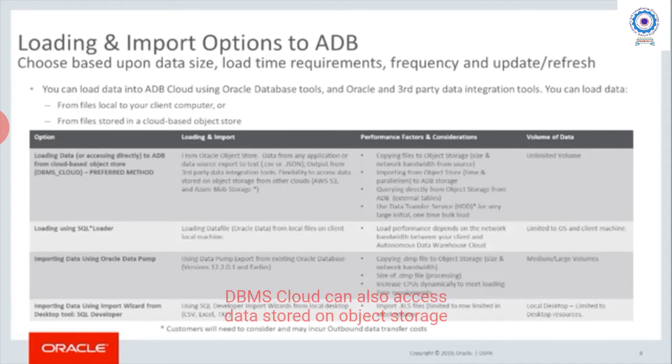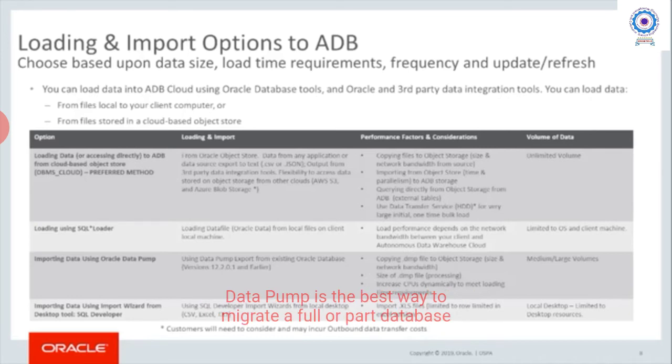DBMS Cloud can also access data stored on object storage from other clouds, AWS S3 and Azure Blob Storage. DBMS Cloud does not impose any volume limit, so it's the preferred method to use. SQL Loader can be used for loading data located on local client file systems into Autonomous Database. There are limits around OS and client machines when using SQL Loader.